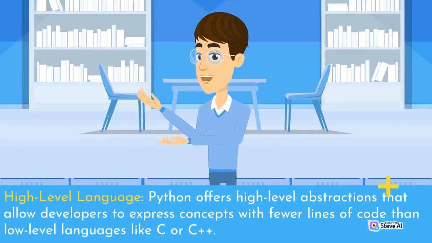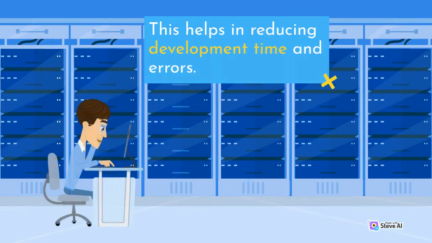High-level language. Python offers high-level abstractions that allow developers to express concepts with fewer lines of code than low-level languages like C or C++. This helps in reducing development time and errors.